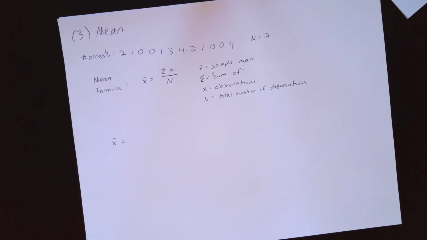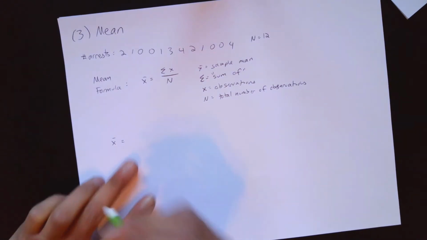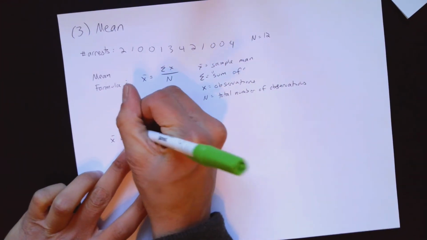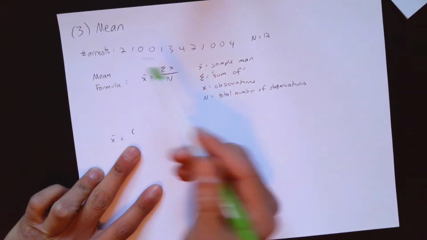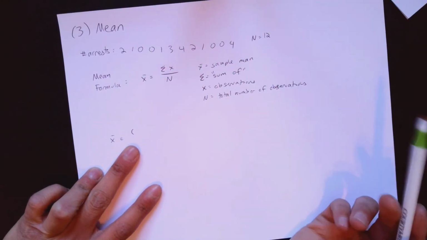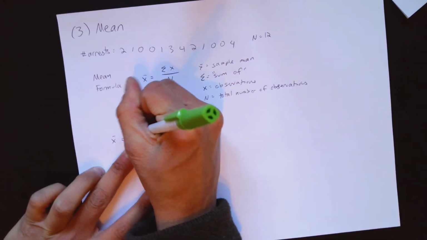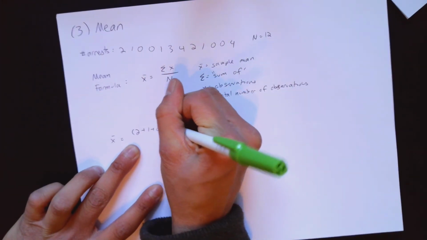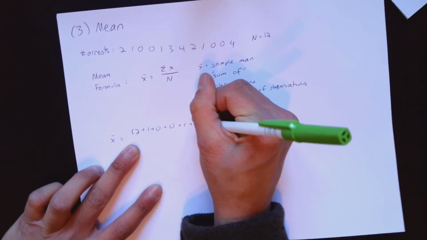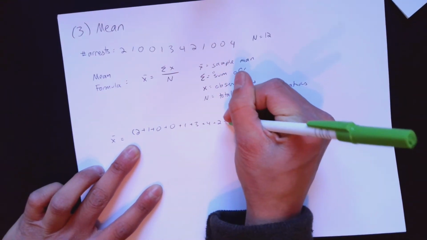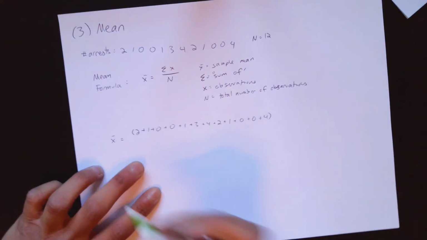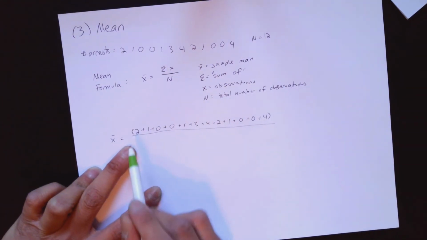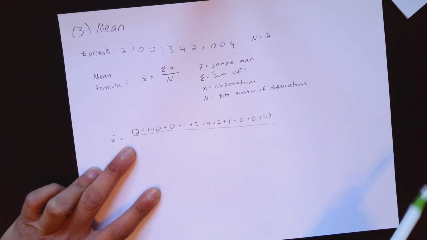So the first thing that the formula tells us to do is to add up all of our different observations. So the top of our equation here, or the numerator of this fraction, is going to be all of these different values added up. So I'll write that out now. We've got 2 plus 1 plus 0 plus 0 plus 1 plus 3 plus 4 plus 2 plus 1 plus 0 plus 0 plus 4. So here are all of our different x's, and we're going to add them all up.